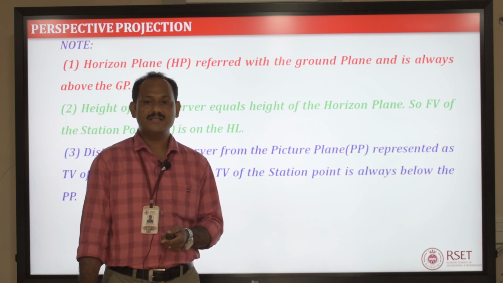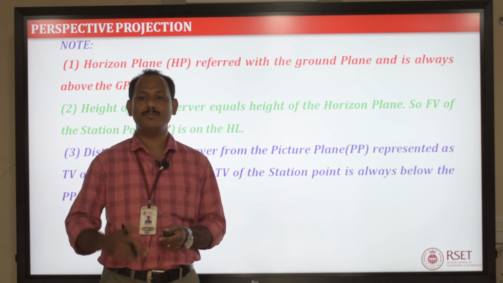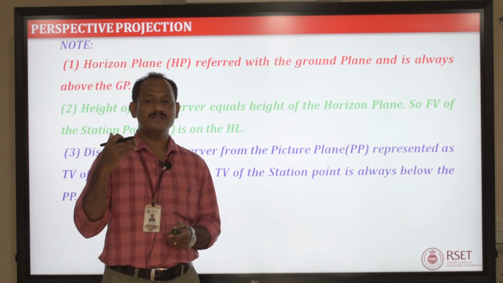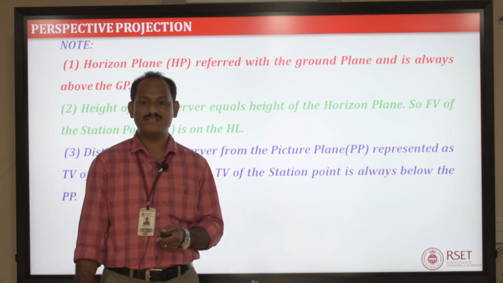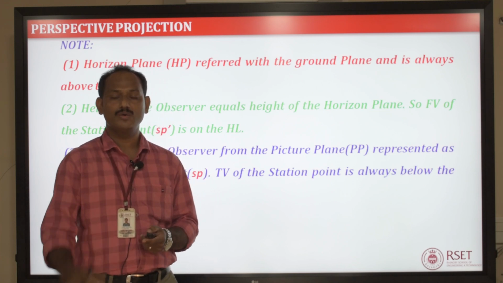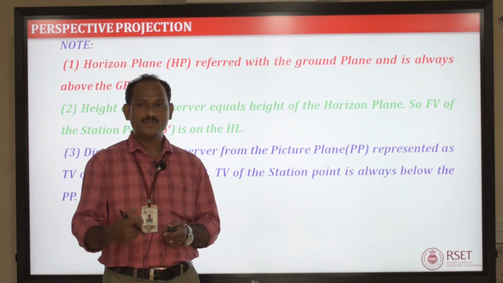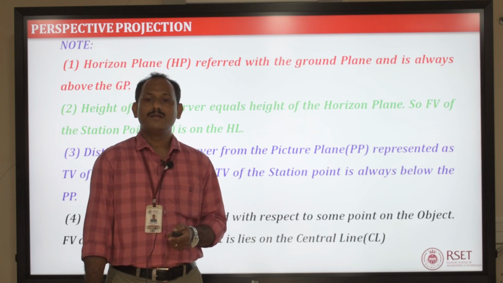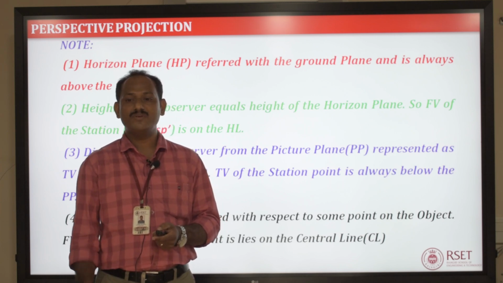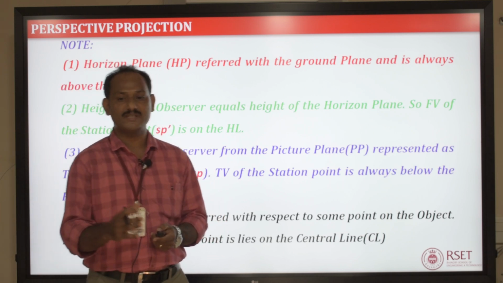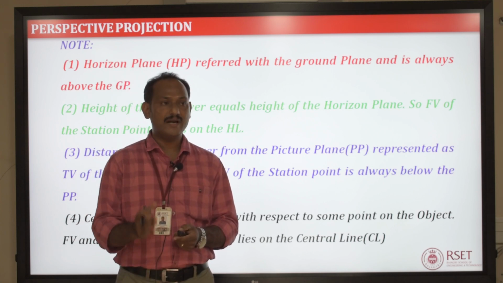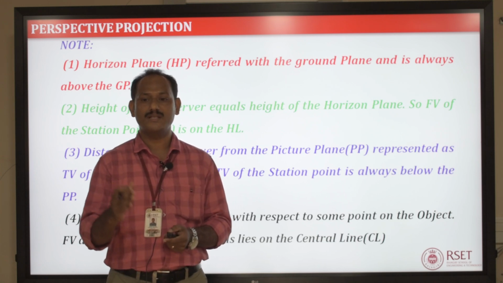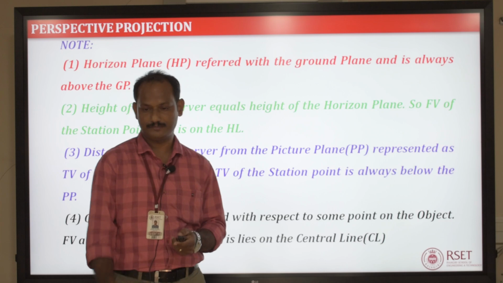The next point is the distance of the observer from the picture plane PP, represented as the top view of the station point. So, the top view of the station point is always below the picture plane, because the observer is always in front of the picture plane. The central plane is referred with respect to some point on the object always. So, the front view and top view of the station point lie on the central plane or central line.